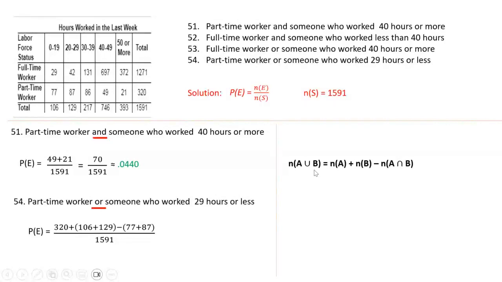But with the formula, I believe it's going to make better sense. So let A represent part-time workers and let B represent the 20 or less worked hours.